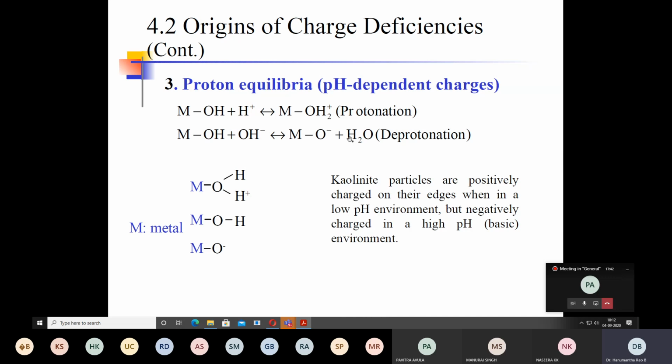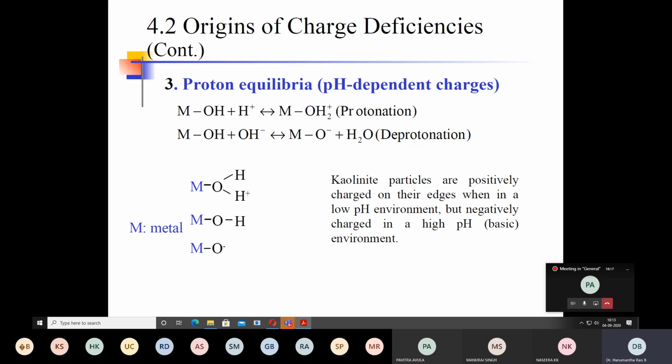Next, the third phenomenon is called proton equilibria. Proton equilibria has something to do with the change in pH of the media. So this is called pH dependent charges. Now in your 10+2, everybody is well aware that when H+ concentration increases in a solution, that solution becomes acidic with lower pH. But in the same solution, if there is a dominance of hydroxyl ions, then that becomes a basic solution, where the pH is very high.